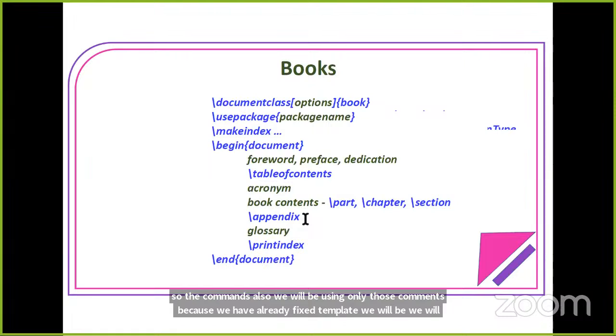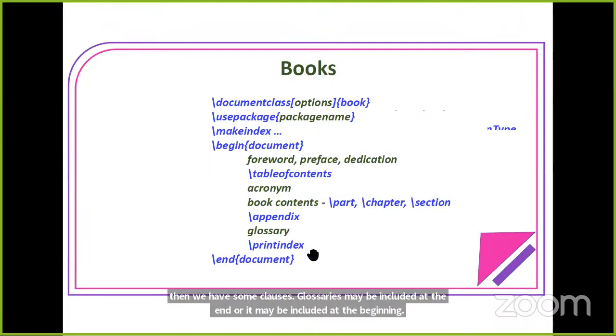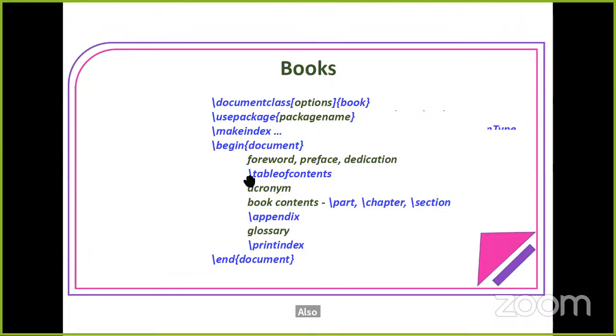Okay, and at the end of the book we will be having some appendix. So if we want to include some extra information, then we can do it in the appendix. And then we have glossaries. Glossaries may be included at the end, or at the beginning also. But for doing it at the beginning or end, we can use only a simple command. Okay, so it will be done automatically. And then the printindex I have told you. So this is the basic structure of books. The main things are the glossaries and the index.